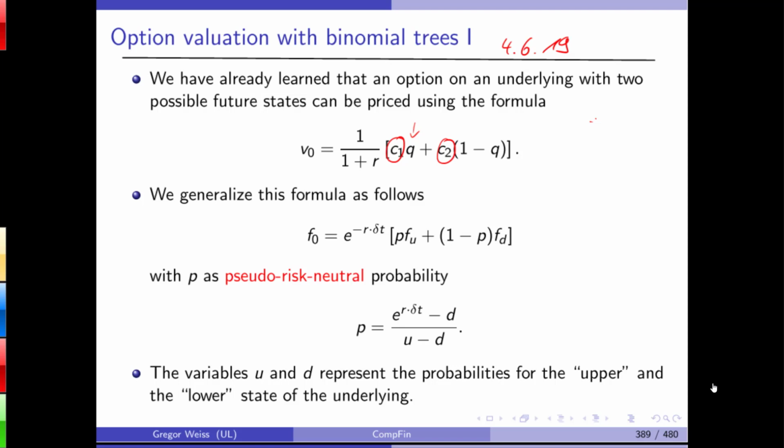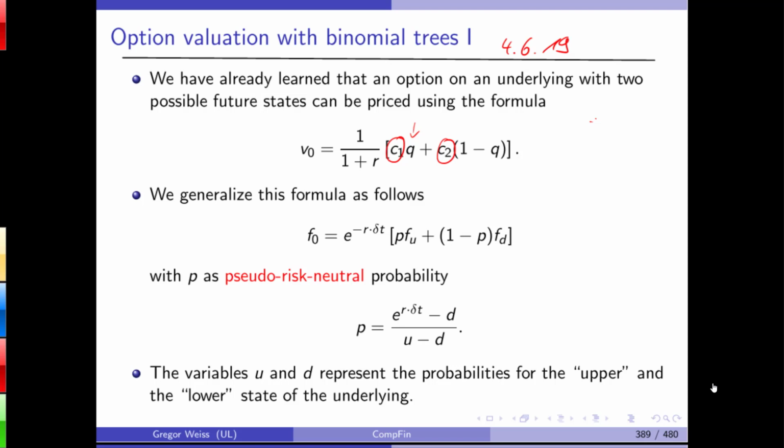Last week we stopped with the option valuation using binomial trees, and we want to look at this model a little bit more in detail. We've stopped at this point, where we again saw that in a risk-neutral world, the price of any asset, of any security, should be given by the discounted present value of all future cash flows.